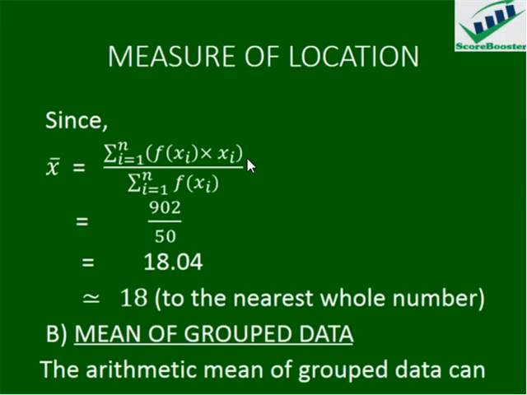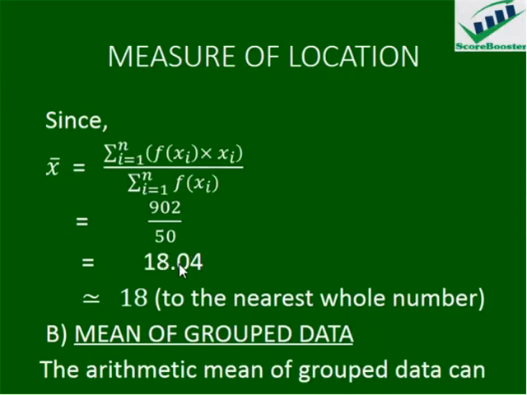Now this is what we have for the mean, and this is the sum of all the columns of multiplying the frequency by the set of items. And you know that for that we got 902, and the addition of all the frequencies is 50. So 902 divided by 50 will give 18.04.